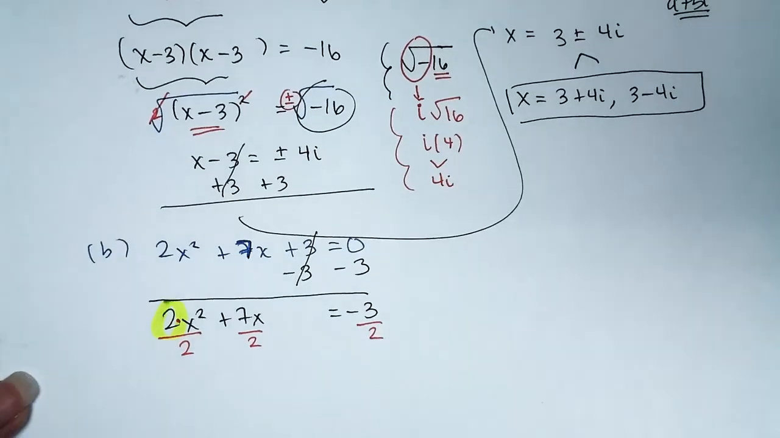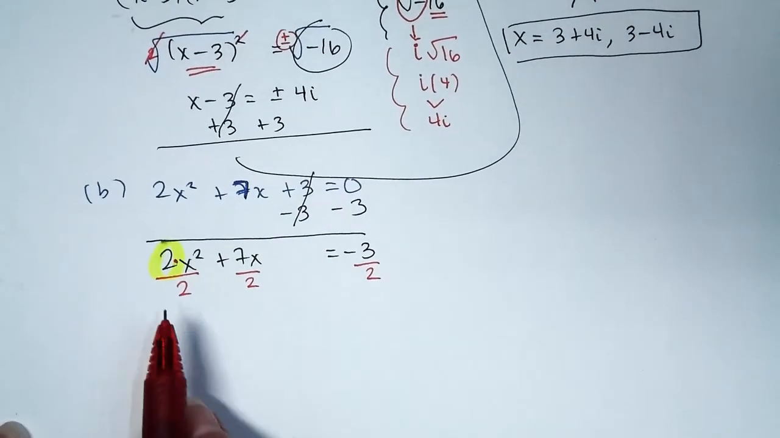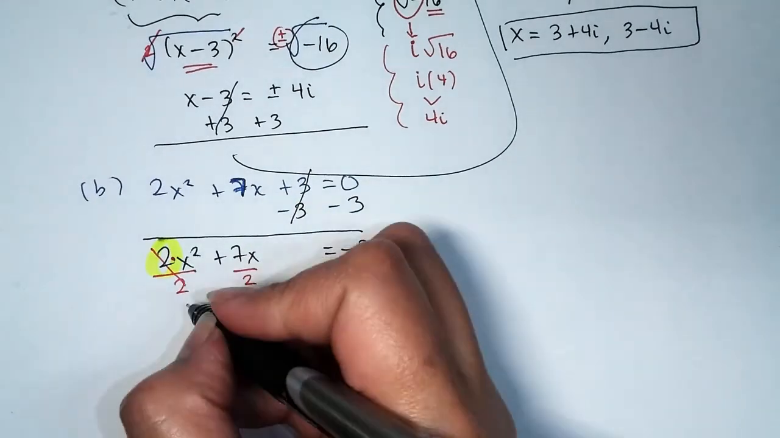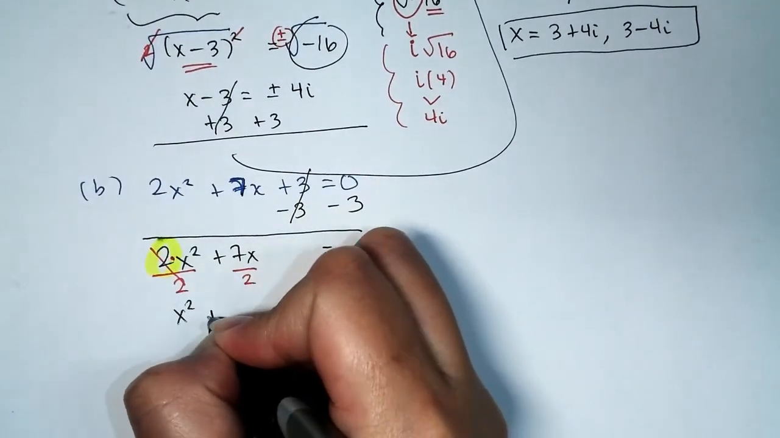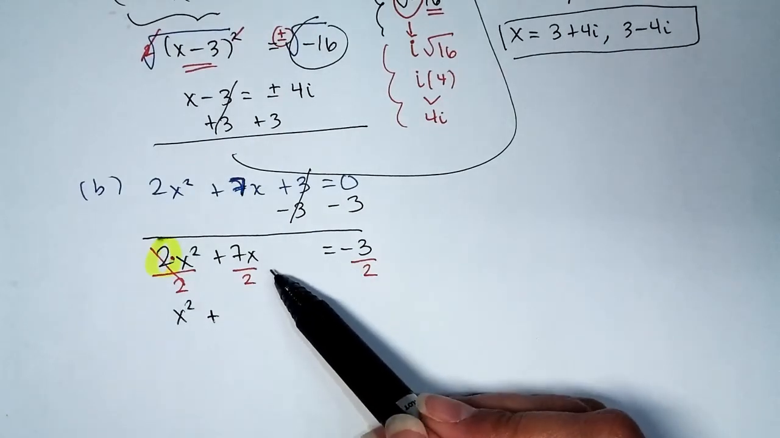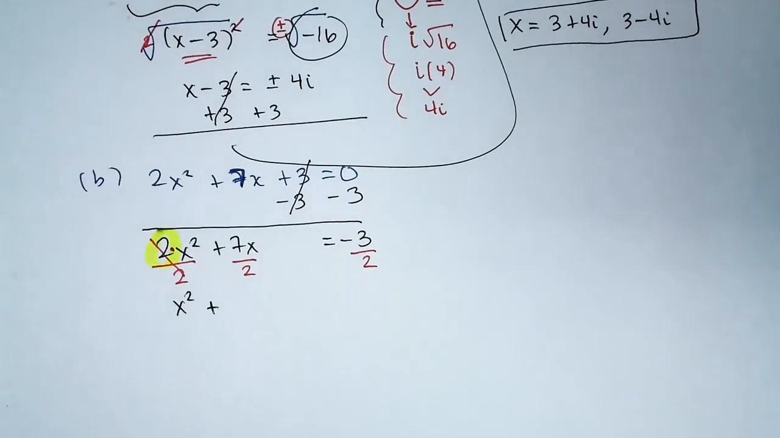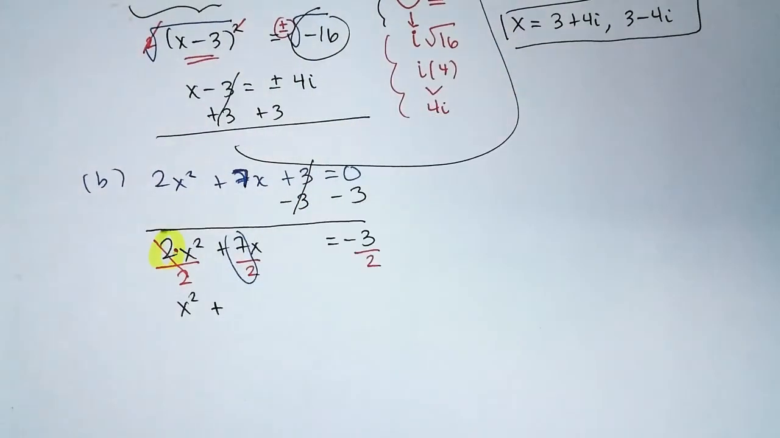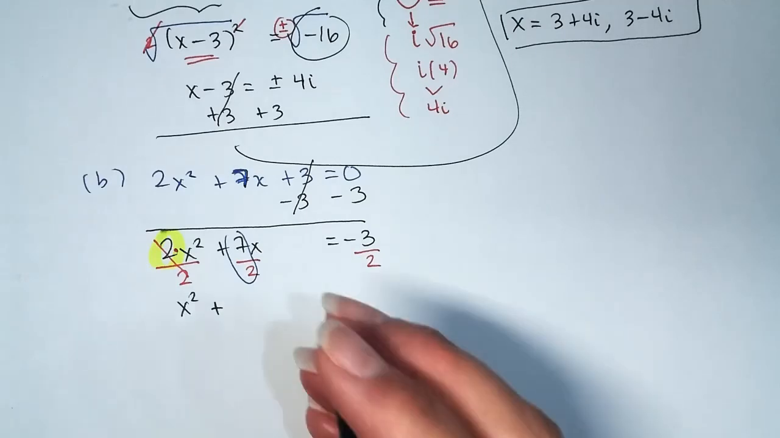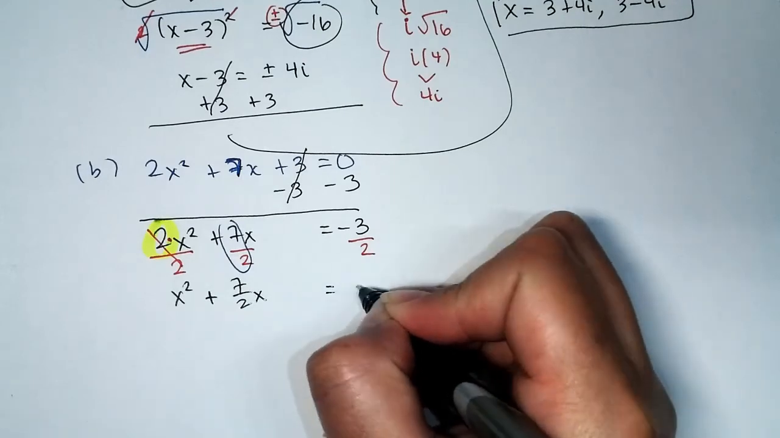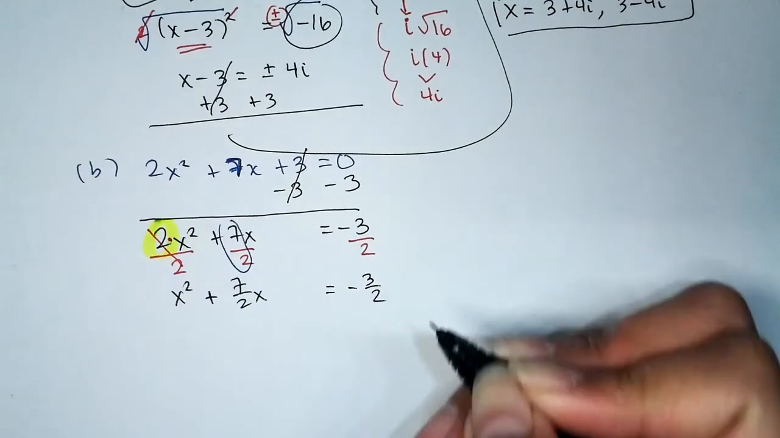Okay, so let's do this. Quotient of 2 in itself will give us 1, so that will cancel out, and that will leave us with x squared plus whatever your heart desires. If you want to write this as 7x over 2, that's fine, but I recommend that you write it as fraction times x. That way you can easily see what the coefficient of that term is. So if we choose to go that route, that will be 7/2 x. Line up the equal side, equals -3/2.